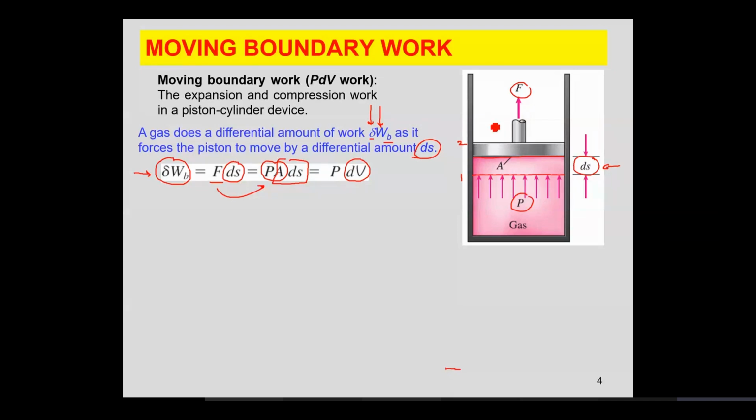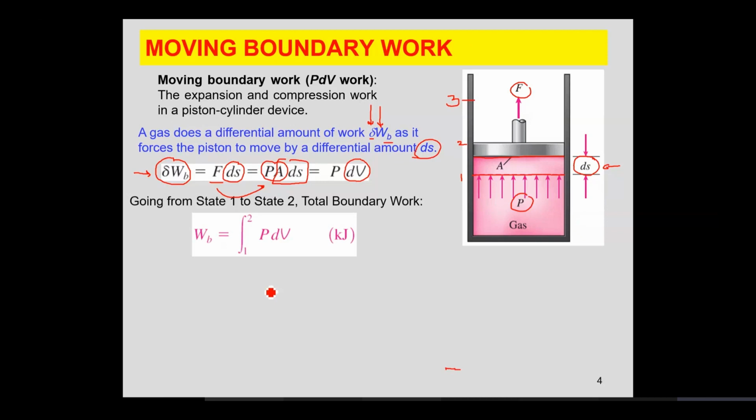If your system moved from, let's say, state 1 to state 2, what is the total amount of work done? The total amount of boundary work as your system moves between the two states is the integral from 1 to 2 of P dV. So you have to integrate P dV from 1 to 2 in order to calculate the total boundary work. How do you do that? The first thing you should know is that if boundary work is positive, that represents expansion. If the boundary work is negative, it represents compression.